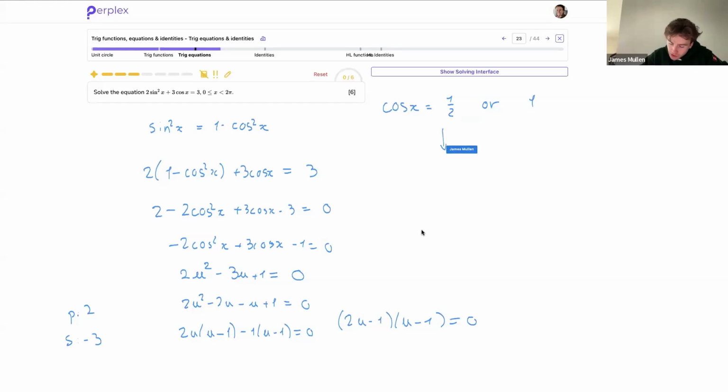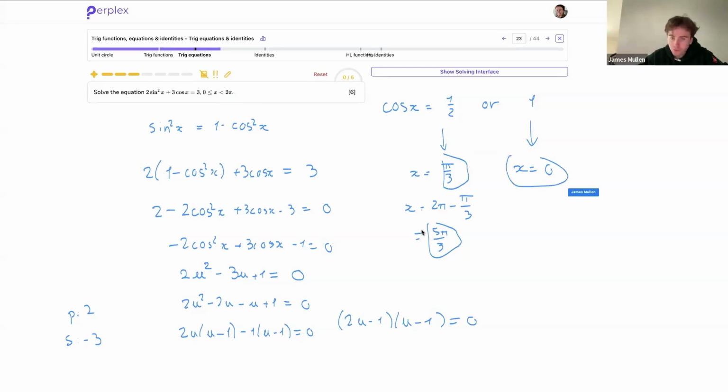So this gives me two solutions for x. The first one is at pi over 3, and the second one is at 2 pi minus pi over 3, which is 5 pi over 3, right? And the second case is when cos of x is equal to 1, which is just when x is equal to 0, because I don't have the inclusive 2 pi here. Otherwise, I would also include 2 pi. So my answers are pi over 3, 5 pi over 3, and 0.